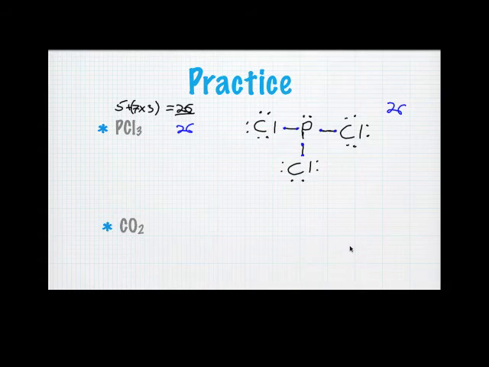Yep, that's how many we had to find. So this is the structure for PCl3. Octet satisfied. All of our valence electrons are accounted for. We have succeeded. We are a go.